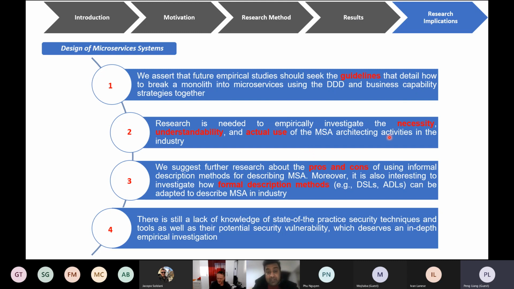Research is needed to empirically investigate the necessity, understandability, and actual use of microservices architecting activities in the industry. We also suggest further research about the pros and cons of using informal description methods for describing microservices architecture. Moreover, it is also interesting to investigate how formal description methods, for example domain-specific languages or architectural description languages, can be adapted to describe microservices architecture in the industry. And again, there is still a lack of knowledge of state-of-the-practice security techniques and tools, as well as their potential security vulnerabilities, which deserve an in-depth empirical investigation.